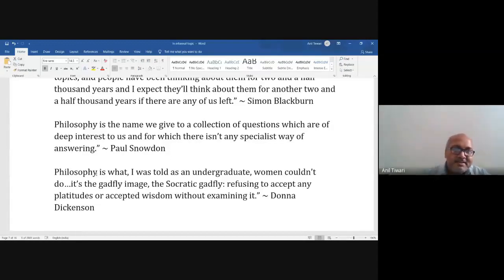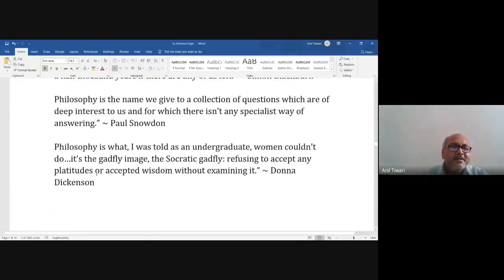Look at Donna Dickinson, what she is saying. Philosophy is what I was told as an undergraduate women couldn't do. This is a kind of joke, but she is trying to be a little humorous. Then she's saying that it's the gadfly image. Philosophy is the gadfly image, the Socratic gadfly, refusing to accept any platitudes or accepted wisdom without examining it. So this is a kind of approach.